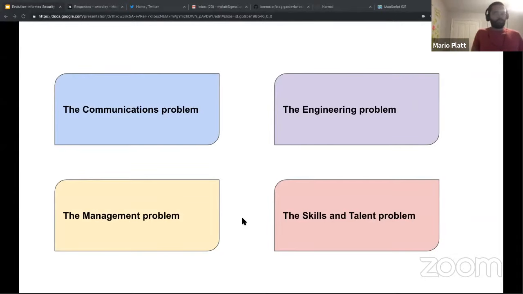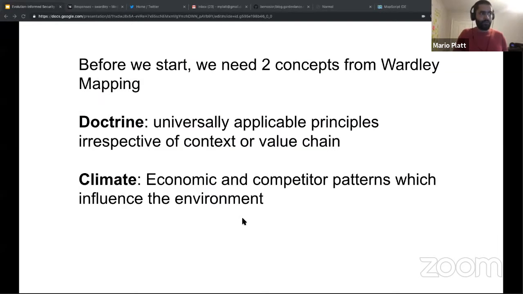So what we're going to be talking about today, which we finally got to, is what I believe are 4 problems, and I'm going to use an evolution-inspired approach to talk about them. Those 4 problems are the communications problem, the engineering problem, the management problem, and the skills and talent problem. We're going to have a look at them one by one. Just to make sure, because I make reference in the main slide of each of the problems, I want to revisit 2 concepts that are important in Wardley mapping.